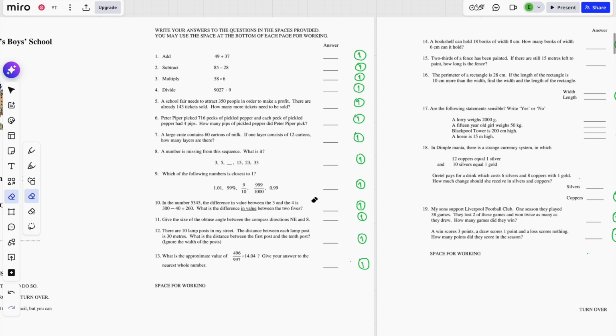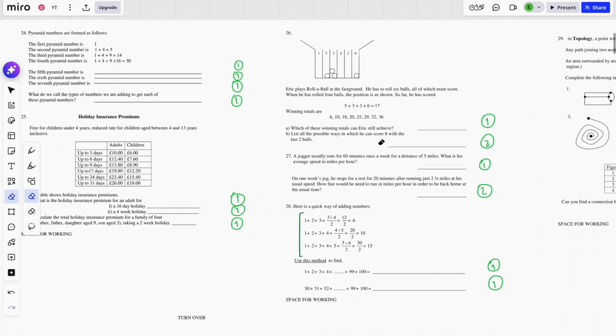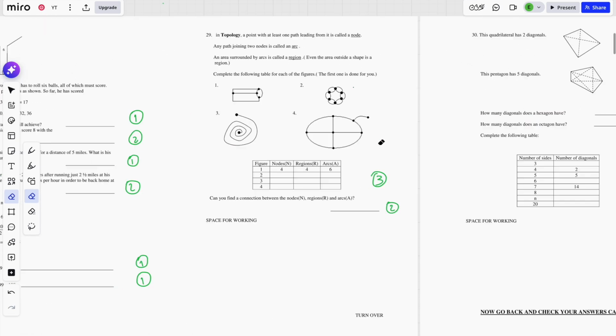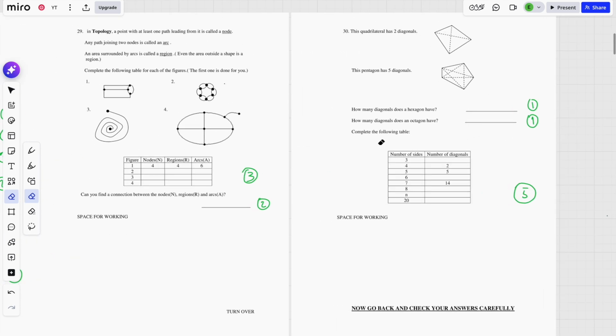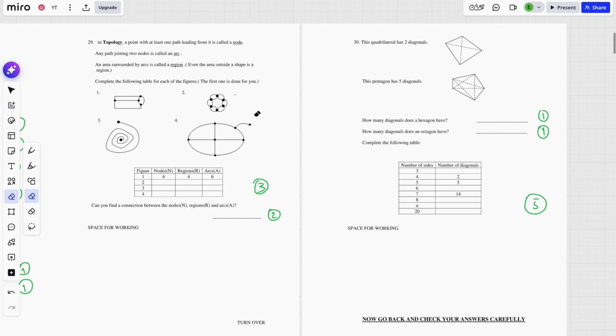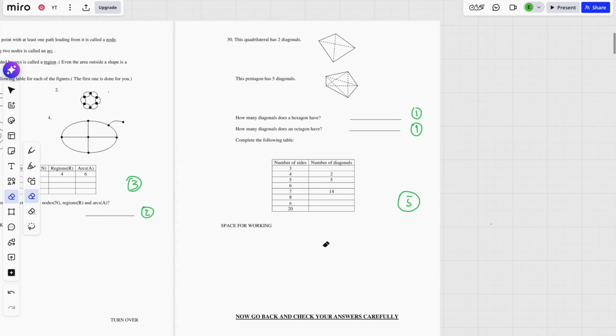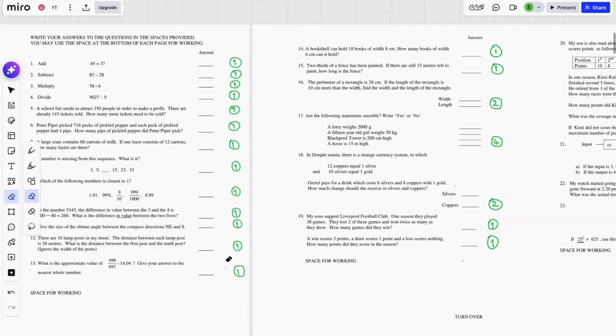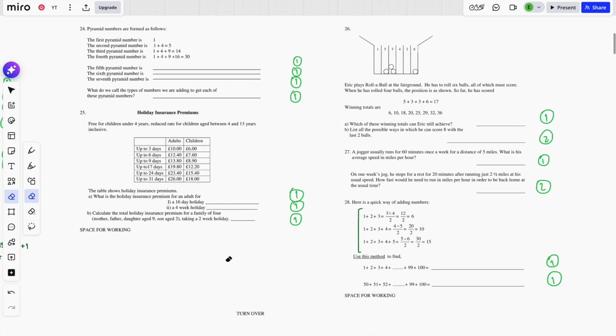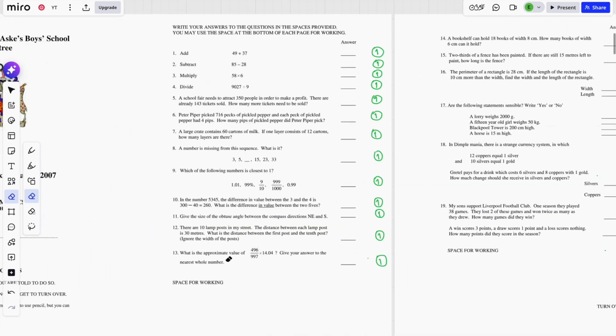Most of them are pretty standard, so I won't be going through things like 49 plus 37, but I will be going through some of these quite complicated questions towards the end. I already have videos about question 29 and question 30. They're quite long, quite difficult questions, so they needed their own videos. So I'll be going through some of the easier but still difficult questions on the paper.